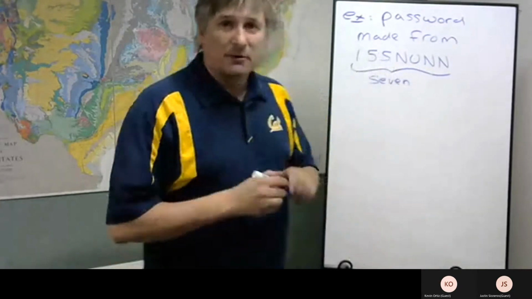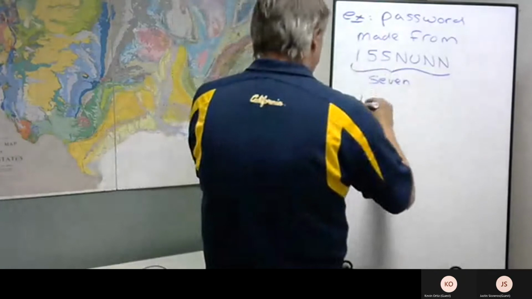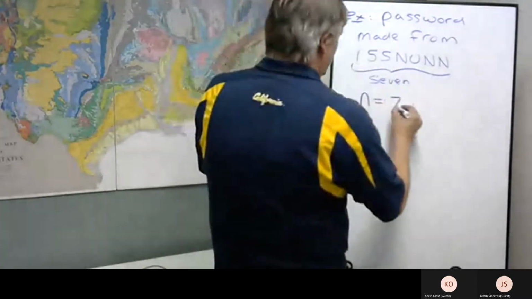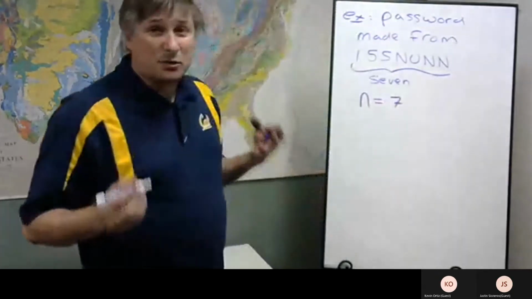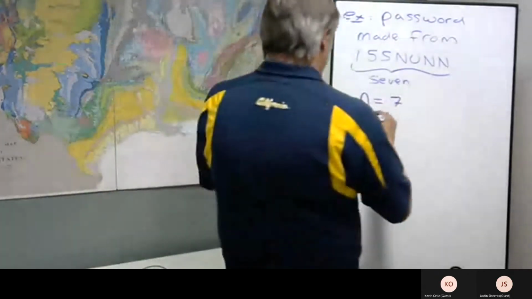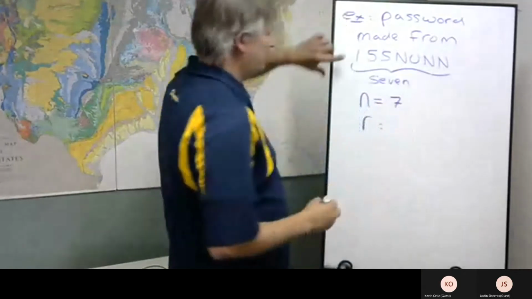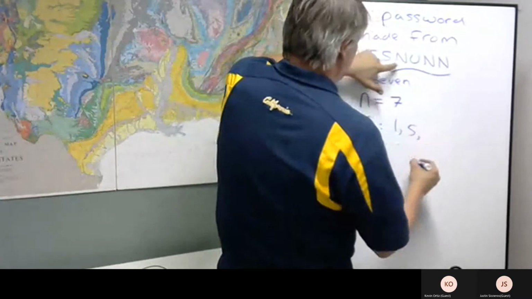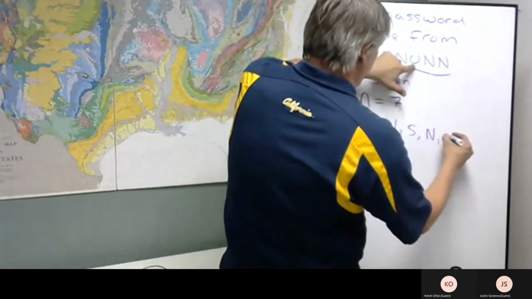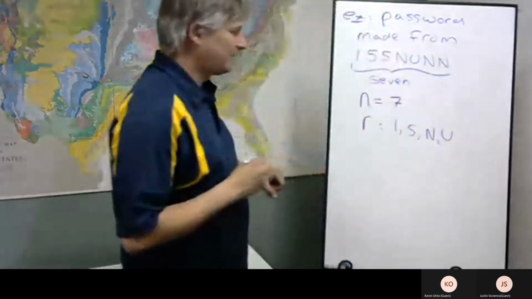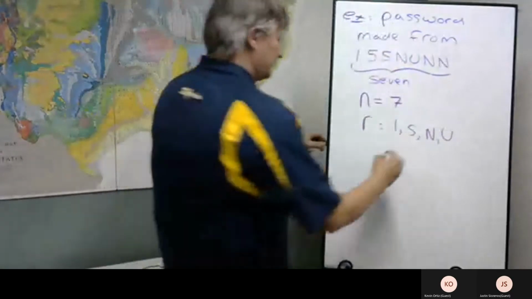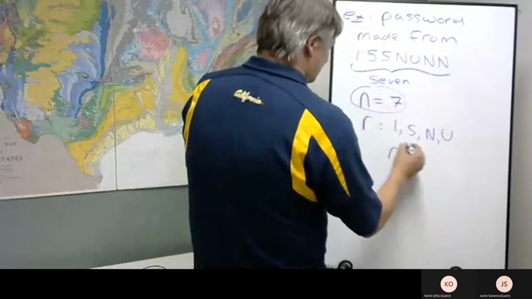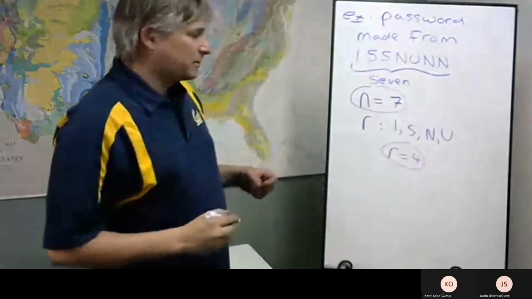So let's break this down. First off, what is our N? Well, we have 7 characters to choose from in total. So N's going to be 7. Now, how many groups do we have? Well, for R, we have a group for 1. We have the 5 group. We have the N group. And we have the U group. So there's 4 groups. So R is going to equal 4.